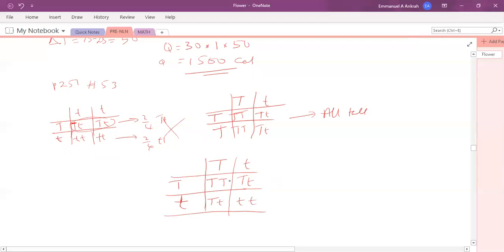So if I look at this, this will be tall, tall, and tall. So I have 3 out of 4 tall, and then 1 out of 4 short. So that's 25% short. So this matches the answer that I want. So the answer should be D.